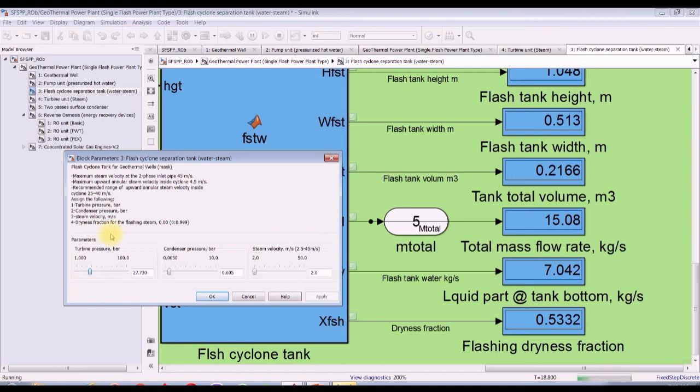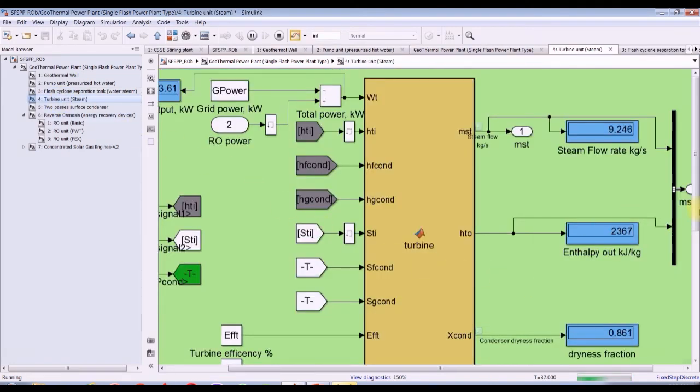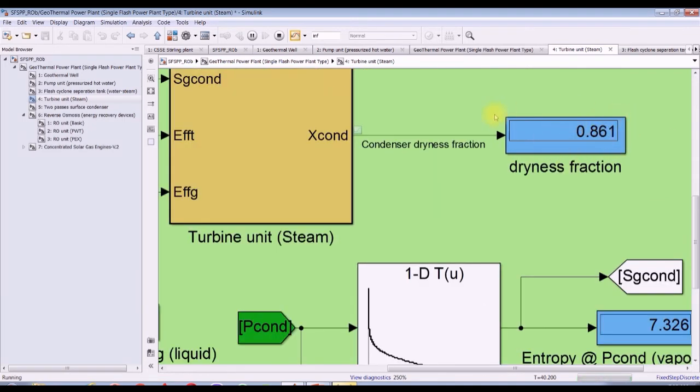I'm going for 50%. Let's change the condensation pressure. Let's increase it. Increasing condenser pressure will decrease the quality of the steam generated to the turbine unit. If we increase up to 1 bar, we have to realize that increasing the condenser pressure will cause something in the quality of the steam. Yes, the quality of the steam through the turbine unit will be affected by this.